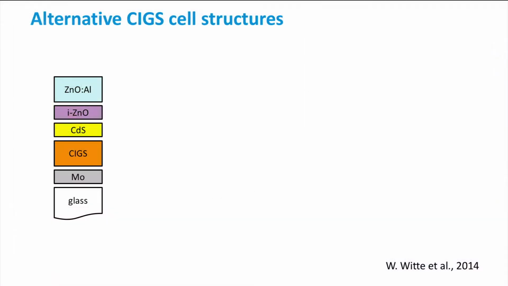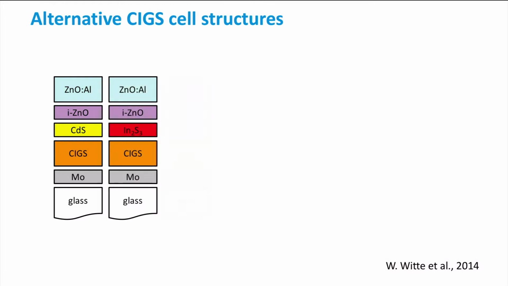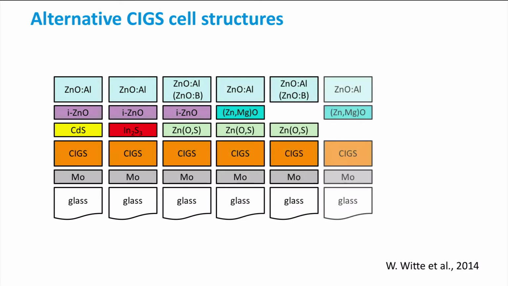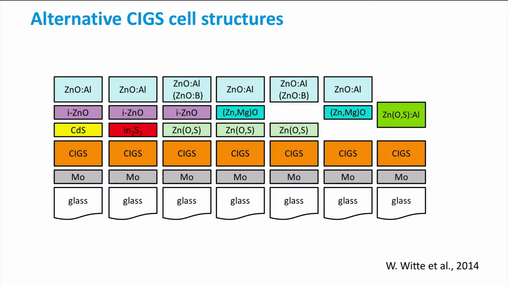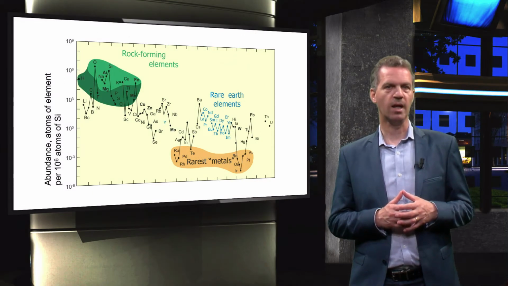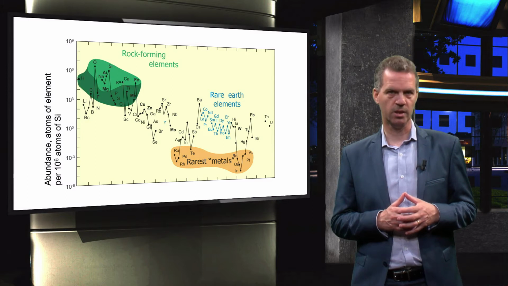This overview shows on the left-hand side the traditional cell structure, along with many alternative structures. Some of the cadmium-free cells can even have a higher conversion efficiency than the traditional cell with the cadmium sulfide buffer layer. However, cadmium is not the only element that causes upscaling troubles for the CIGS technology.